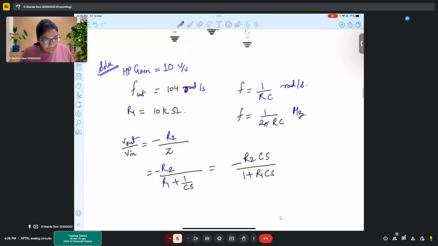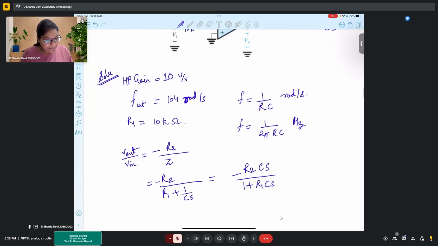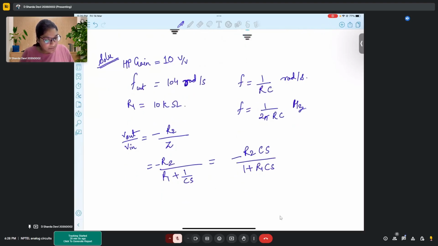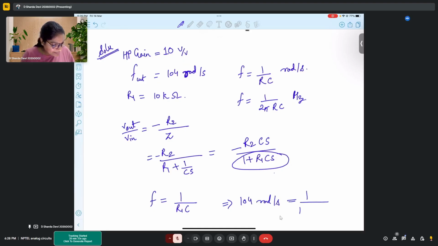Now this is the cutoff frequency, right? For the cutoff frequency, we will simply observe the pole frequency. Here the pole is at 1 by R1C. So that means the cutoff frequency we can find by simply 1 by R1C. And so if it is 1 by R1C, we simply substitute 10^4 radians per second is 1 by 10 kilo ohms into C.